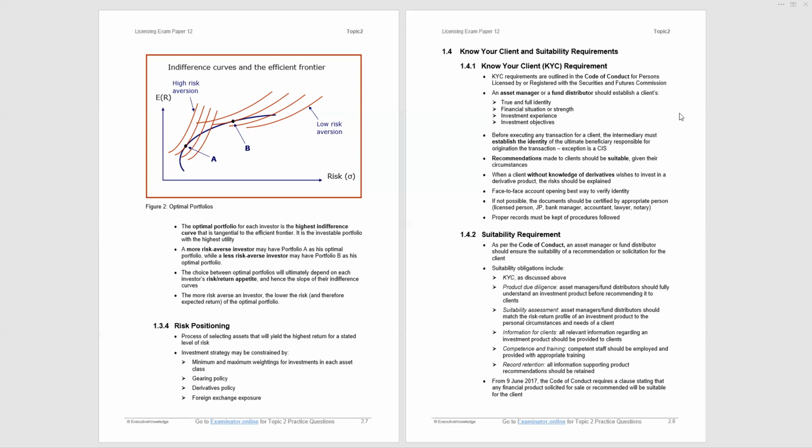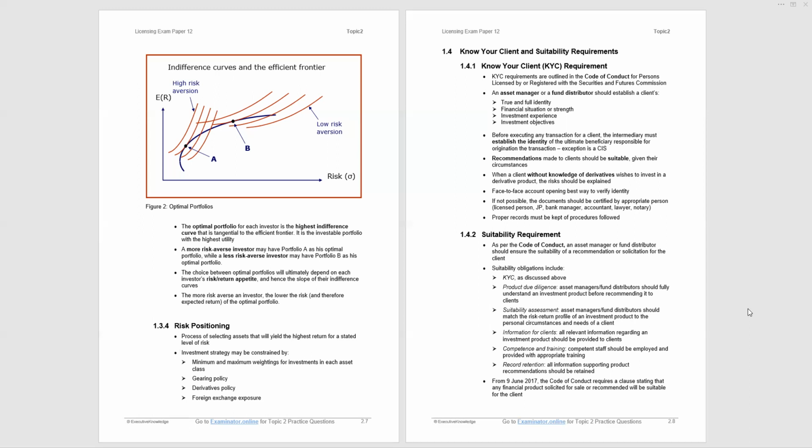And proper records should be kept of the procedures that are followed. Now, I said earlier that recommendations to clients should be suitable for their circumstance. Here's some more on that, the suitability requirement. And again, as per the code of conduct, you must make sure that any recommendation or solicitation for the client is suitable for their situation.